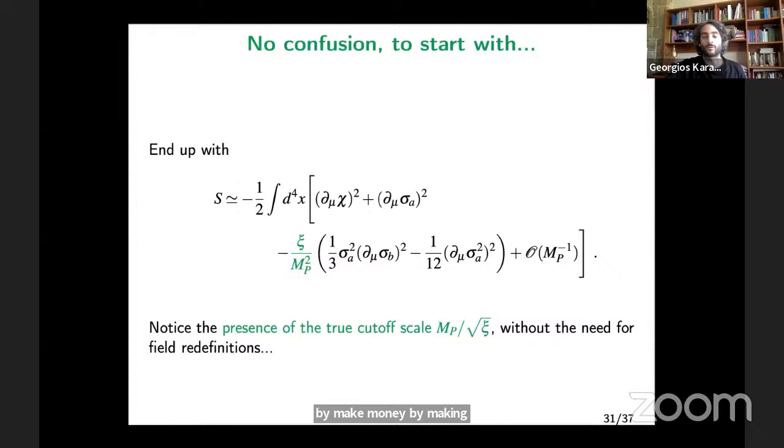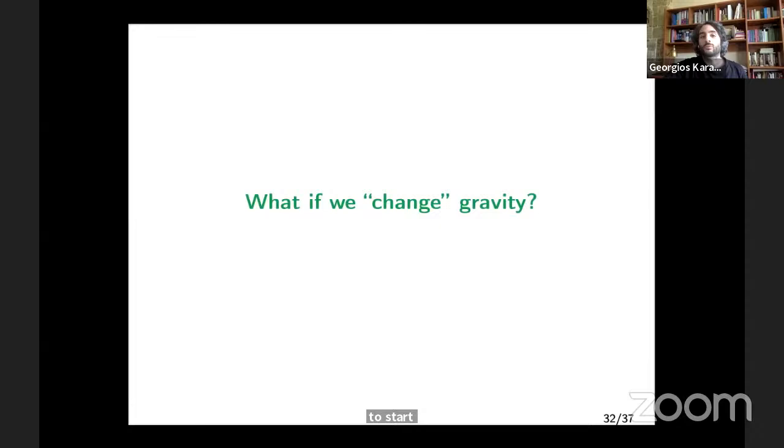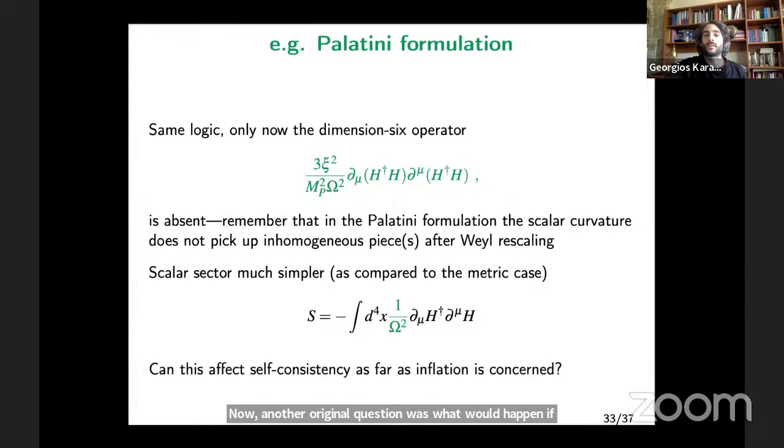Now, another reasonable question is what would happen if we modify gravity. By modifying gravity, I mean treating gravity not in its standard Einstein incarnation, but rather, for instance, in the Palatini formulation or in the Einstein-Cartan formulation and so on. For the purpose of illustration, I'm discussing here only Palatini, with generalization being quite straightforward. The logic is exactly the same, but now the different nature of gravity translates into the absence of this higher dimensional operator that shifts the kinetic term for the Higgs. And this can be pinpointed all the way back to the fact that the scalar curvature does not shift inhomogeneously under Weyl scaling when going from the Jordan to the Einstein frame. It transforms only homogeneously.